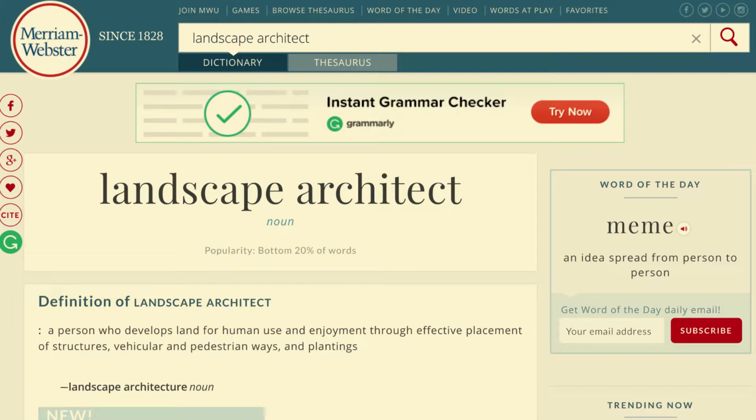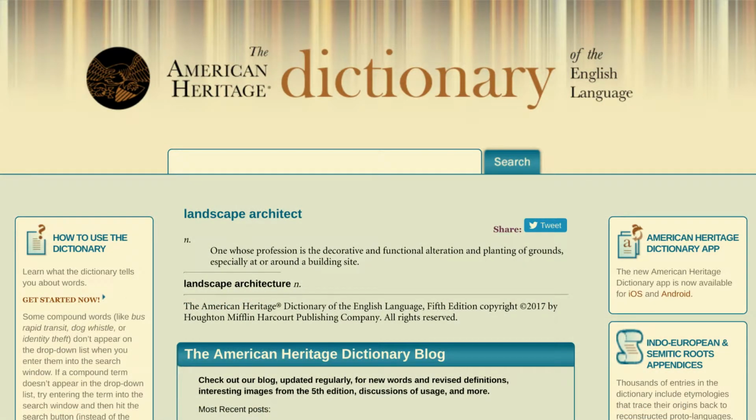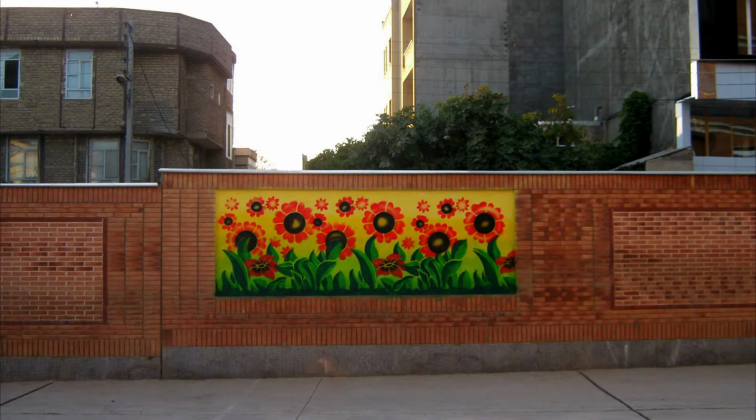The Merriam-Webster definition refers to our why and how, but ignores conservation and uses the noun placement instead of design or plan or composition. Landscape architects don't think of themselves as people who develop land by placing roads in landscapes. The American Heritage definition overemphasizes decoration as an objective and planting the space around buildings as a technique. It's like saying that an artist's job is to decorate a wall.